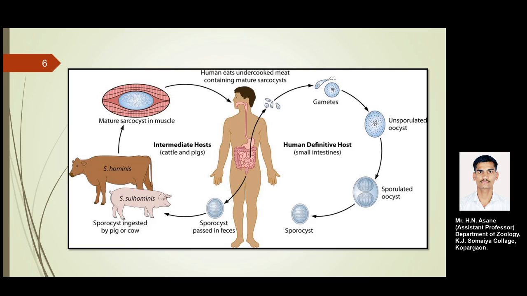After this infestation, the human may eat the raw or undercooked meat of this pig, which causes infestation again in the human. The developmental stages then follow: production of the gametes, the sporocysts get converted into oocysts, and these oocysts get converted into sporulated oocysts and then sporocysts. Again these get out through the fecal material, and this life cycle continues.